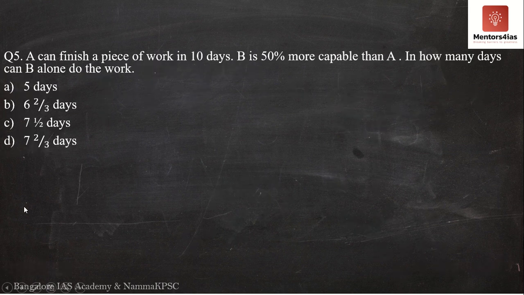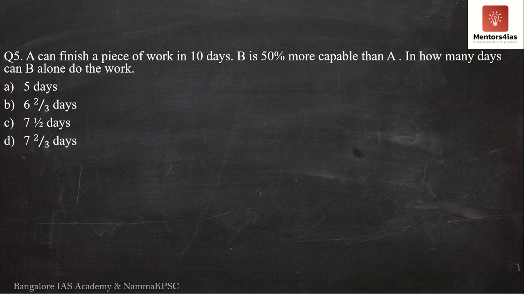15 days. Okay. Next question. A can finish a piece of work in 10 days. B is 50% more capable than A. In how many days can B alone do the entire work?